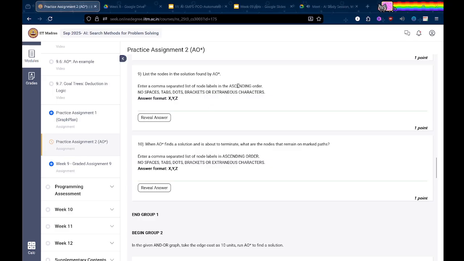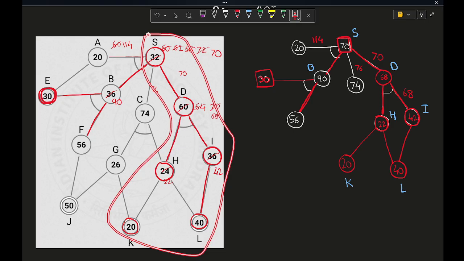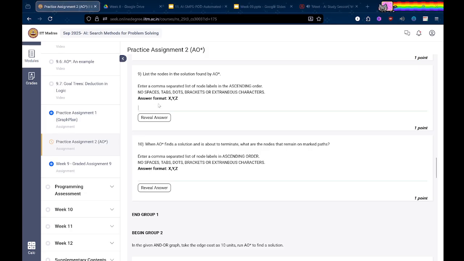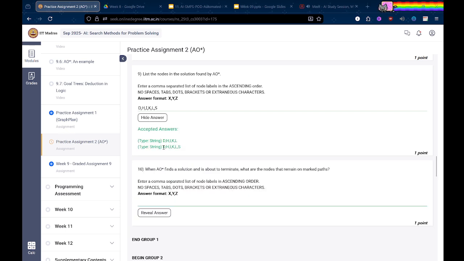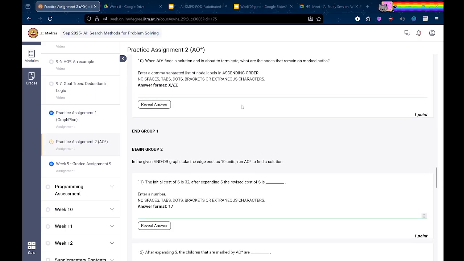Okay, so in ascending order, right? So the solution is this one. What would be the ascending order? D, H, I, K, L, S. Right? D, H, I, K, L, S. Cool.